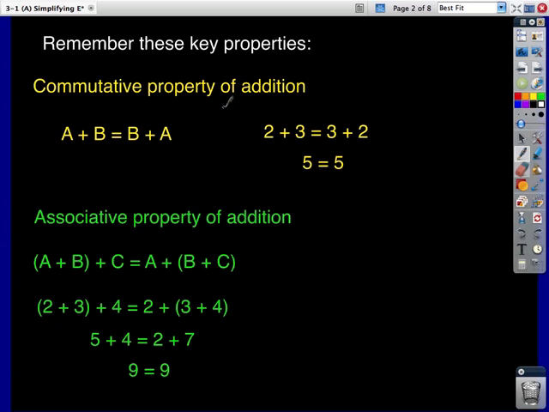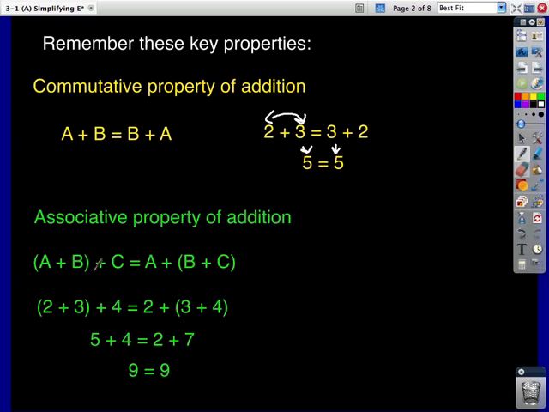So this commutative property of addition means that a plus b also equals b plus a. In other words, 2 plus 3 is the same thing as 3 plus 2. You can switch numbers around and it doesn't change the fact that you're going to get 5 in this particular case. That's a pretty easy property. The associative property also works for multiplication.